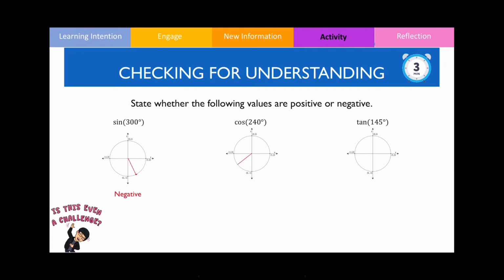240 degrees lies in the third quadrant, and cos represents your x value. In this case, your x value is going to be negative relative to the origin. And for the very last one, tan 145 lies in the second quadrant. In order to determine whether this is going to be positive or negative for tan, you have to find out what sine 145 is as well as cos 145. Remember, sine is your vertical. So in this case, that's going to be positive. But cos 145, which is your x value, is negative. So a positive number divided by a negative number is going to give you negative over here.